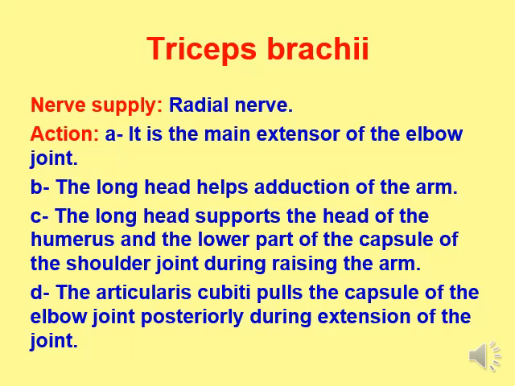A small part of the muscle is called articularis cubitae, which is inserted into the capsule of the elbow joint, pulling it posteriorly during extension of the elbow joint.